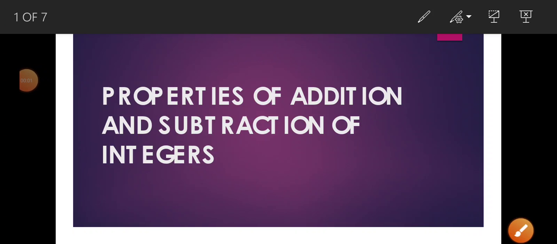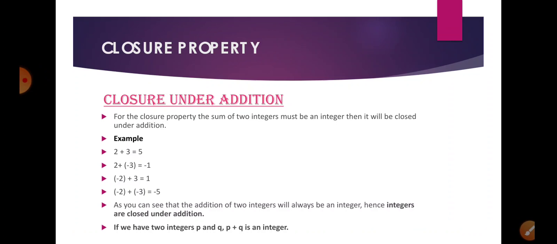Good morning, students. In this session we are going to study the properties of addition and subtraction of integers. So let's start. The first property is the closure property.